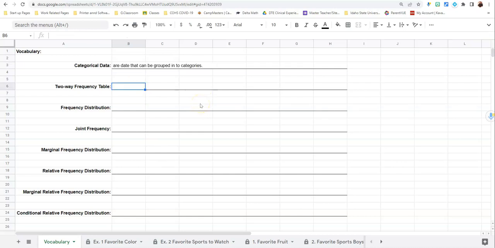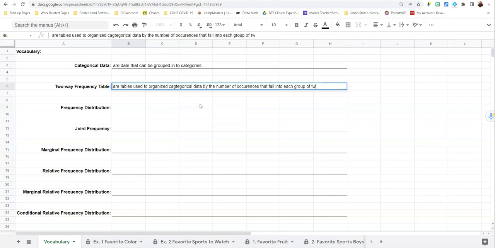The second vocabulary word we're going to do is a two-way frequency table. Two-way frequency tables are tables used to organize categorical data by the number of occurrences that fall into each group for two variables.